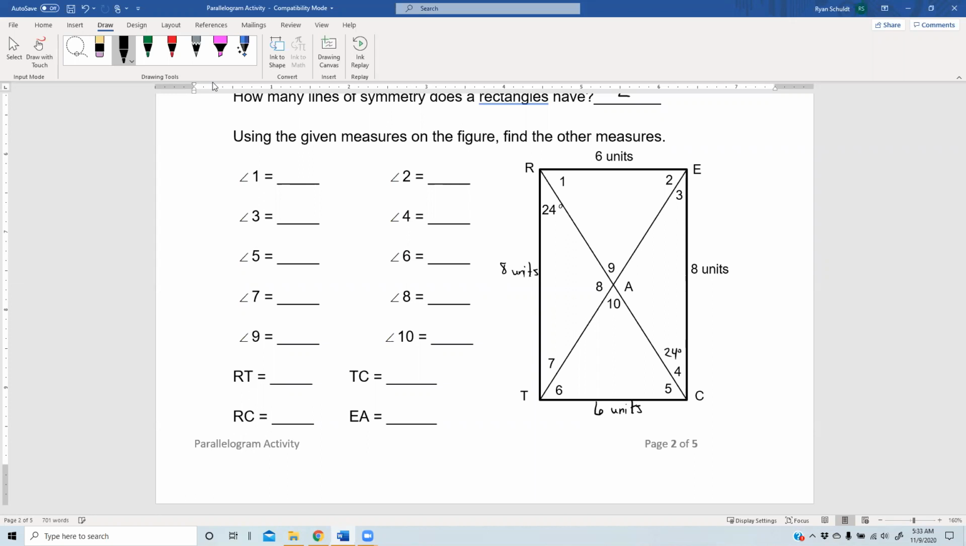Okay, so let's see if there's anything else we can figure out. Well, what do I know about one corner of a rectangle? What does it have to total? This whole corner has to give me 90. I have 24 degrees. How can I find the rest? 90 minus 24. Well, it's just going to give me 66. So angle 1 is 66 degrees. And angle 5 is 66 degrees.